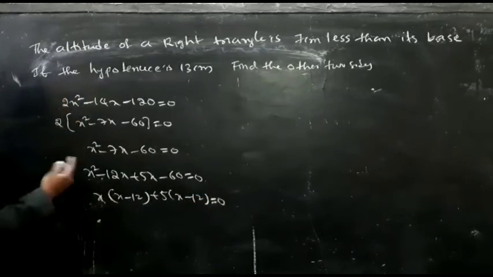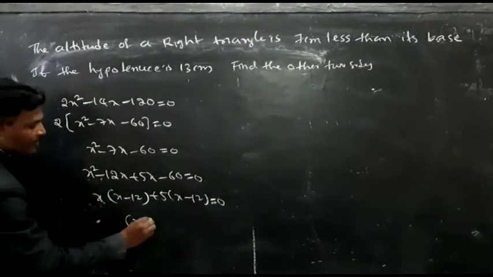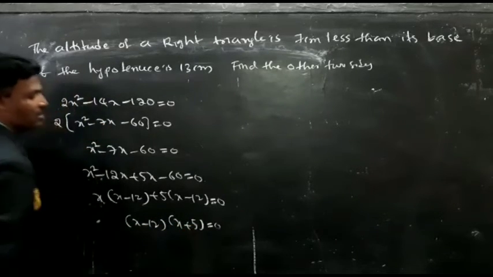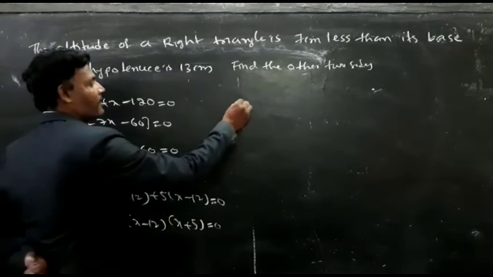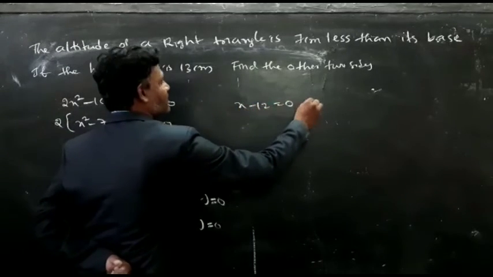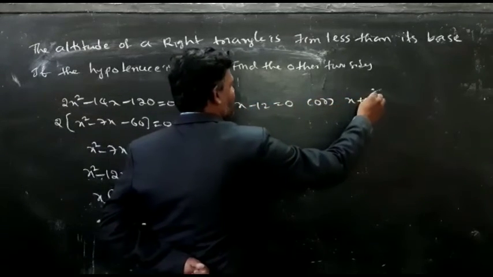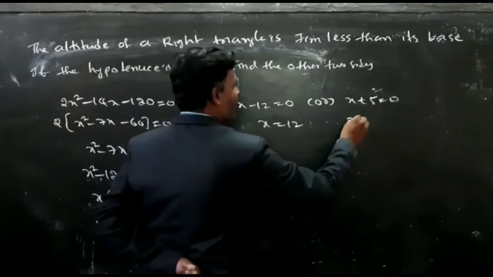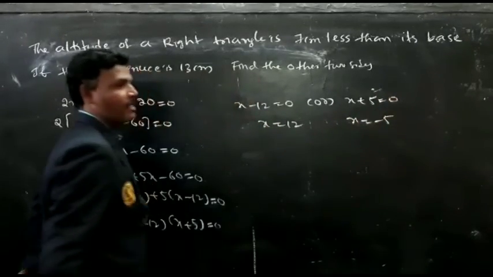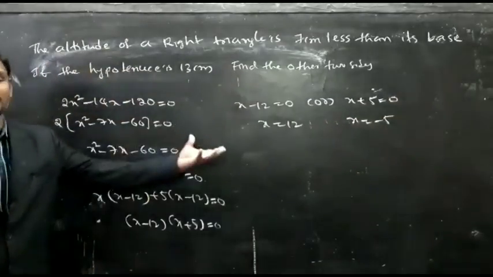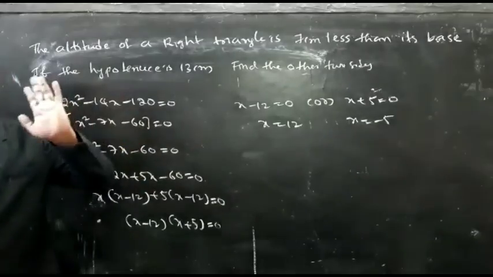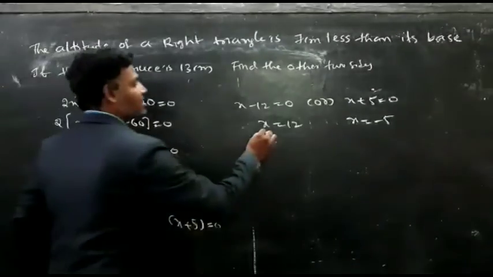So once again x minus 12 is the common. (x minus 12) into (x plus 5) is equal to 0. So here x minus 12 is equal to 0 or x plus 5 is equal to 0. x is equal to 12 or x is equal to minus 5. Here minus 5 we can't consider. Why? Because measurements of a triangle are not negative. So x is equal to 12 is the correct answer.